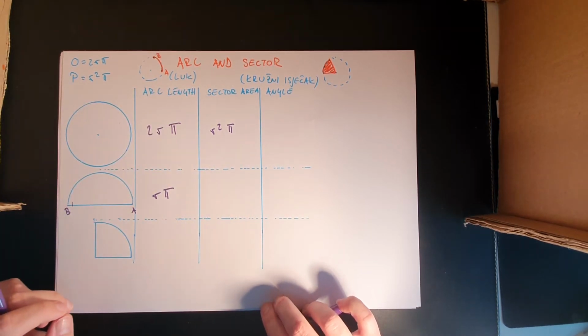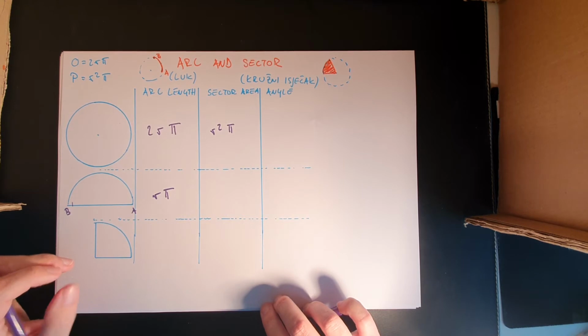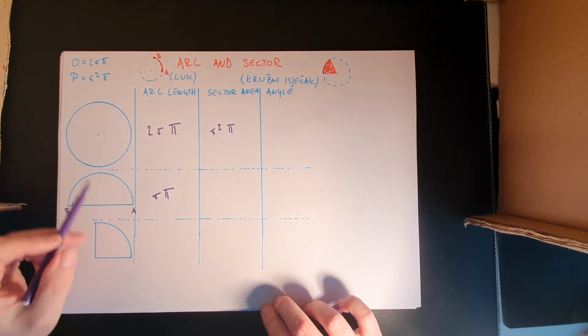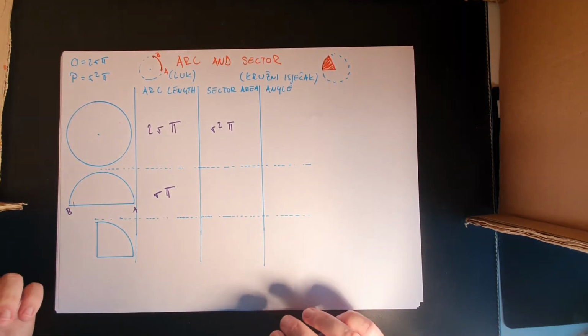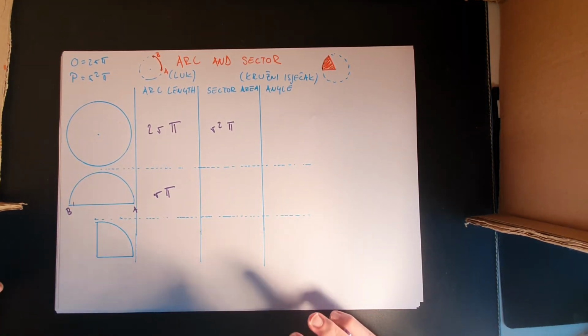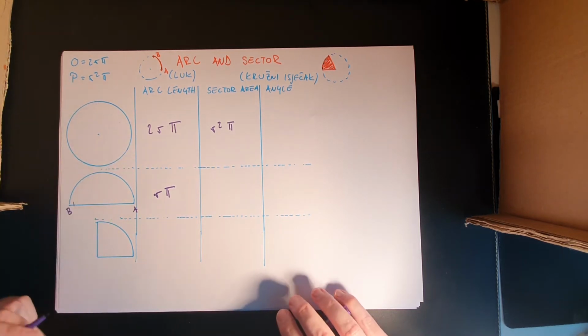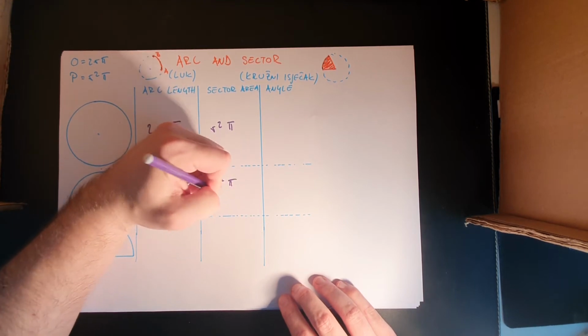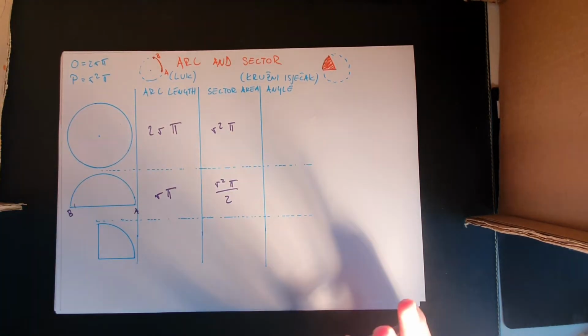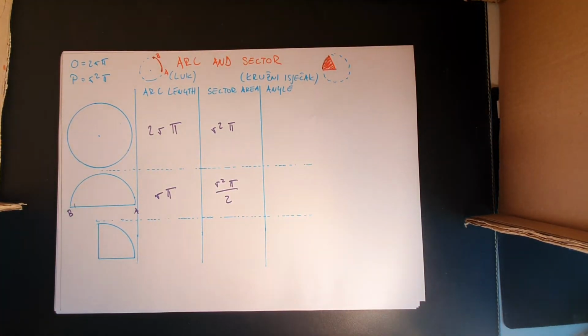Continuing on with the sector, the sector is now from A to B, the upper part of the starting circle. If I want to calculate its area, it should be half of the starting area, or of the area of the full circle. So this is nothing more than r squared π over 2. Simple enough, hopefully for everyone.